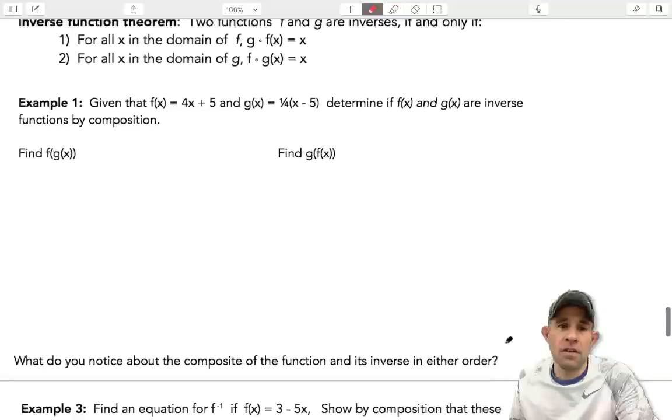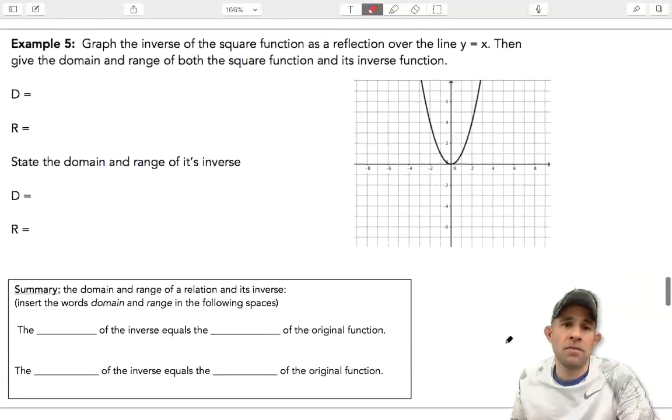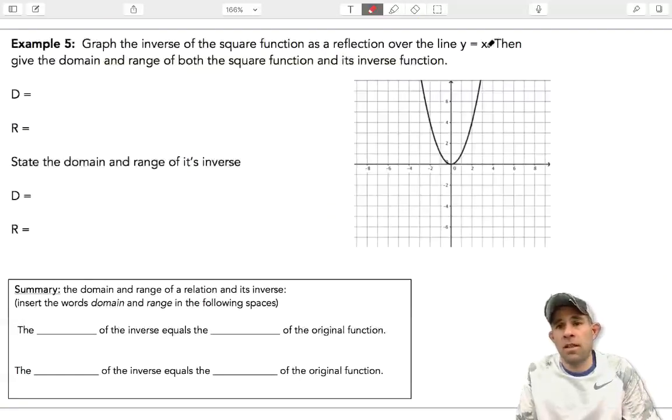One final example here for today. Example number 5. We want to graph the inverse of our square function as a reflection over the line y equals x. Then give the domain and the range of both the square function and its inverse function.